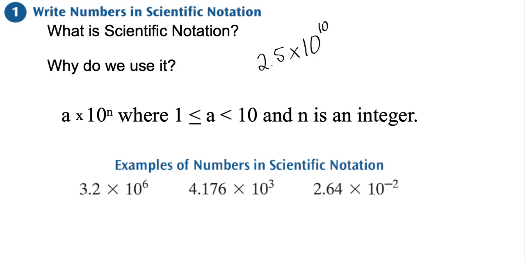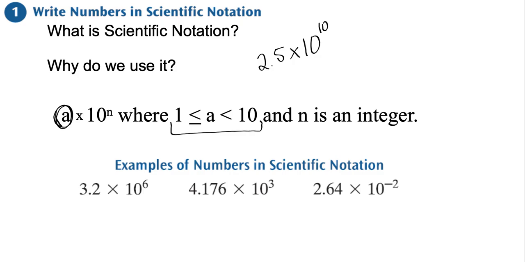Okay? When we're writing things in scientific notation, this number has to be between 1 and 10. It's got to be less than 10. It can be a 1, but it cannot be a 10 because it should just be a single number, like number point something. It can't be 10. All right?